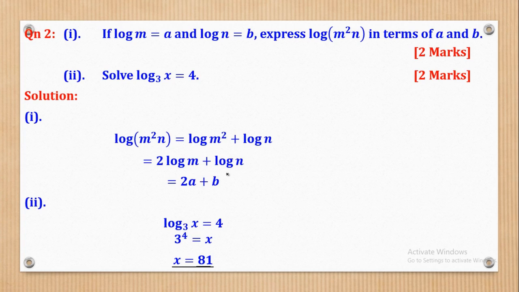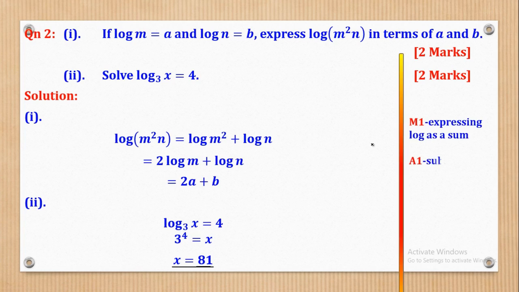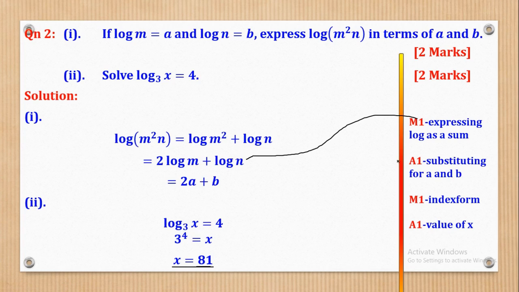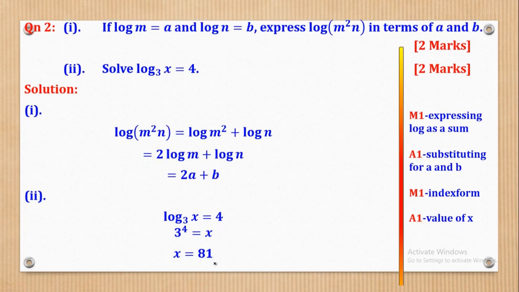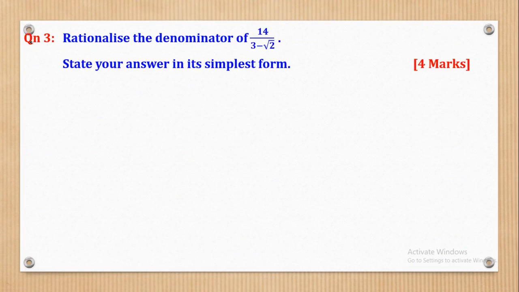Now let's see how much can be awarded. This one is for this expression, and A1 is for the substitution. Then M1 is for index form, eliminating logarithm, and A1 for the value of x. So now we shall go to question 3.